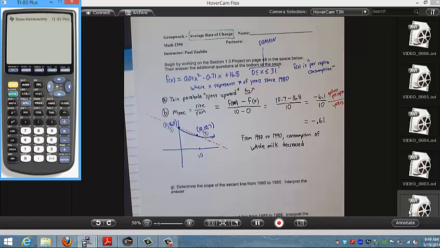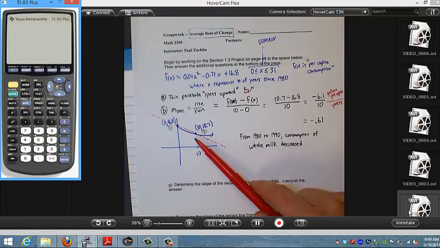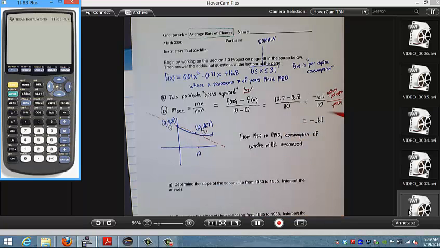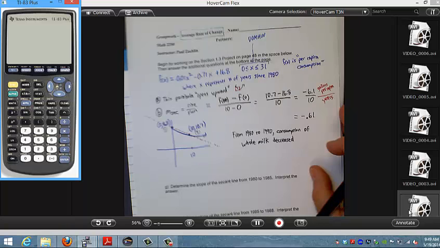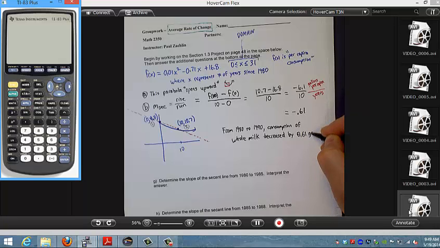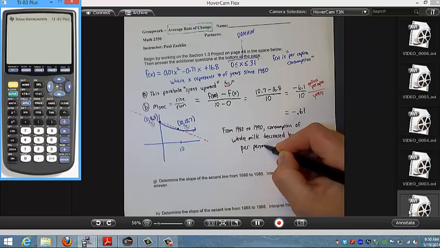Was it constantly decreasing at the same rate? No. Actually, in 1980, it looks like it was decreasing more quickly than it was, say, in 1990. And now it's not decreasing as much as it was before. But this is negative 0.61 gallons per capita per year. That's the average rate of change. So consumption of whole milk decreased by 0.61 gallons per person per year.